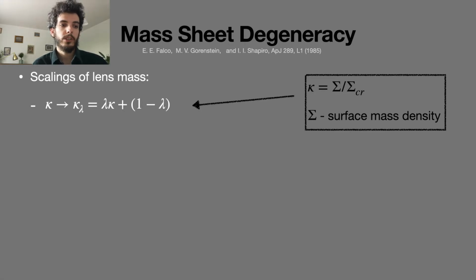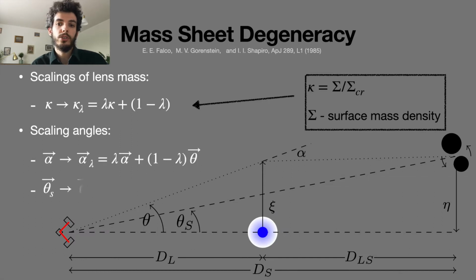This parameter is not observable, but it describes the degeneracy. In particular, when there is no transformation, lambda is equal to 1. The second part is to rescale the position of the source, theta s, in the plot here, and the deflection angle alpha, as shown in the equation here again. So the important thing to bear in mind for now is that we are changing the source position and the mass of the lens according to some specific transformation described by the degeneracy parameter lambda.